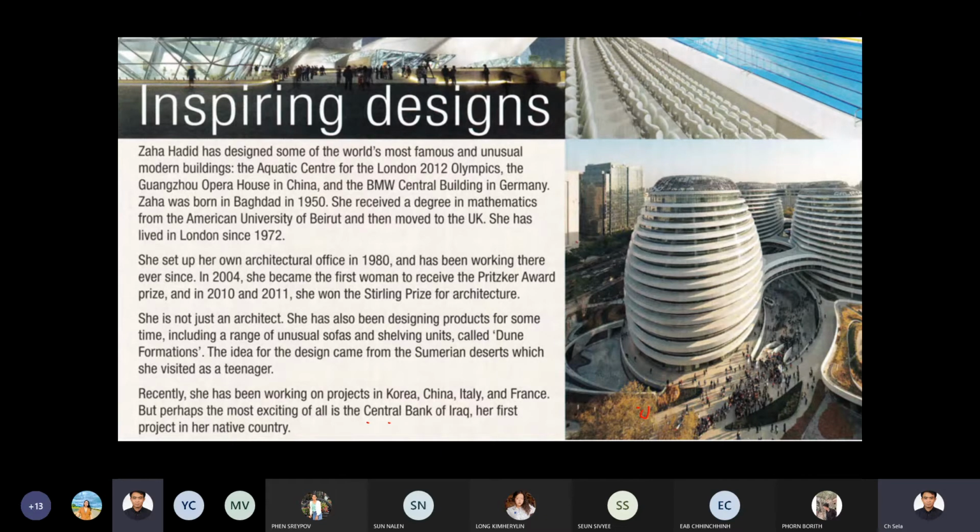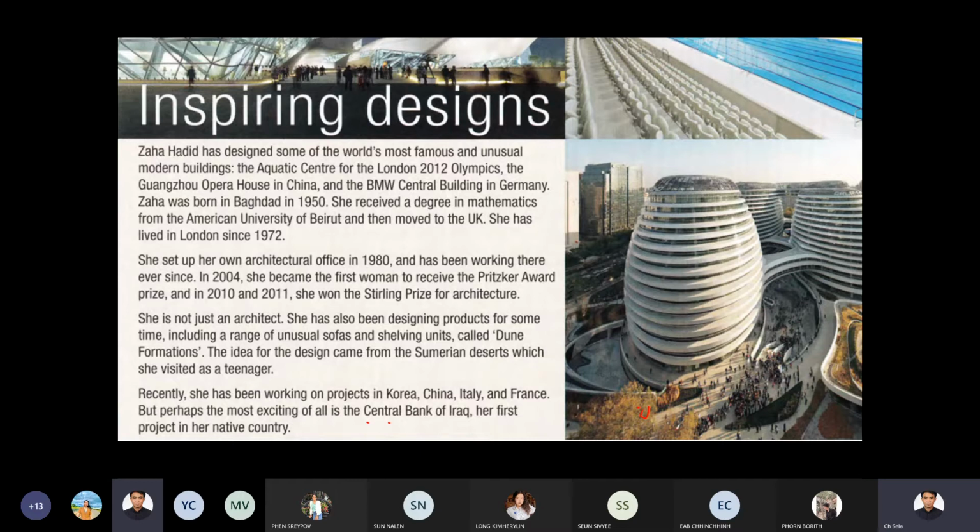In 2004, she became the first woman to receive the Pritzker Prize. In 2010 and 11, she won the Stirling Prize for Architecture. She is not just an architect, she has also been designing products for some time, including a range of unusual sofas and shelving units called Dual Formations. The idea for the design came from the submarine research, which she visited as a teenager. Recently, she has been working on projects in Korea, China, Italy, and France. But perhaps the most exciting of all is the Central Bank of Iraq, her first project in her native country. Native country means her own country, the birth country, the place where she was born.